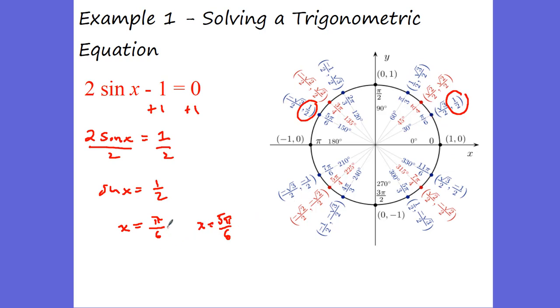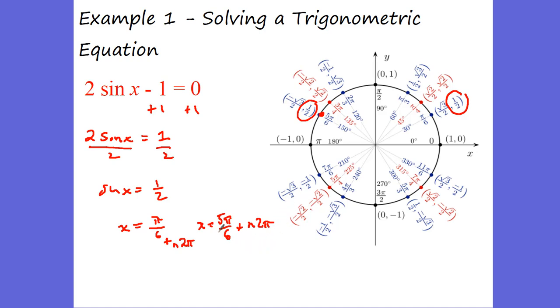So you can see how we could be pi over 6 plus any number of 2 pi, and we could be 5 pi over 6 plus any number of 2 pi. So you can see how we could be right here at 150 degrees, and you add 2 pi to it, you're back at the same angle. You add 2 pi to it, you're back at the same angle. You can keep going on and on.